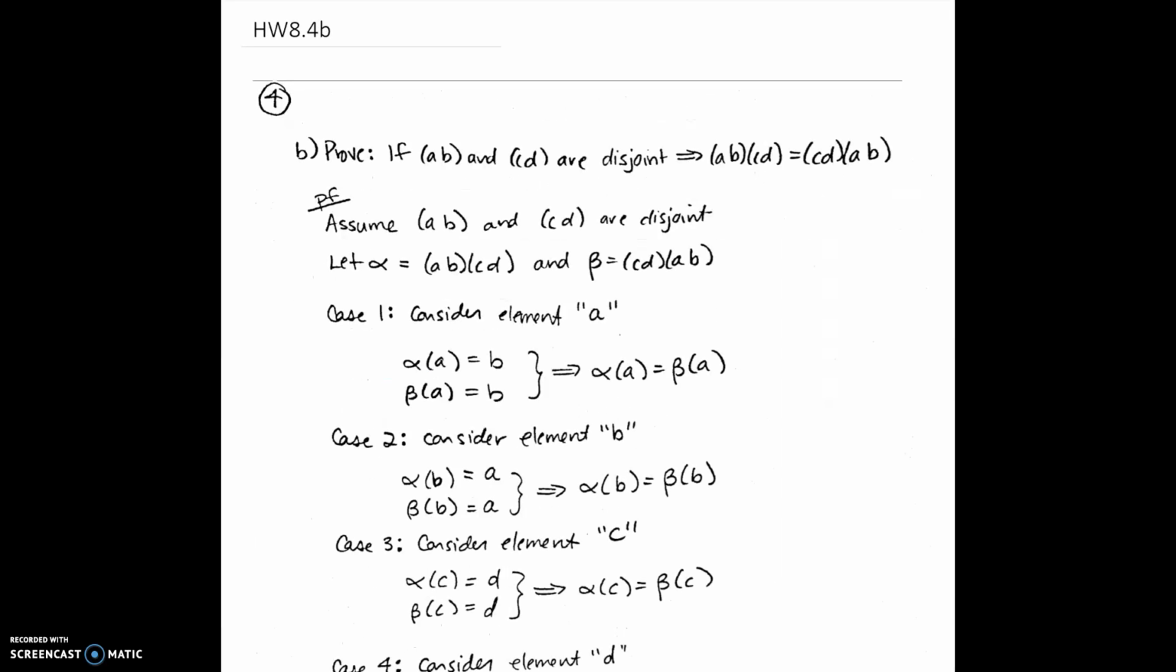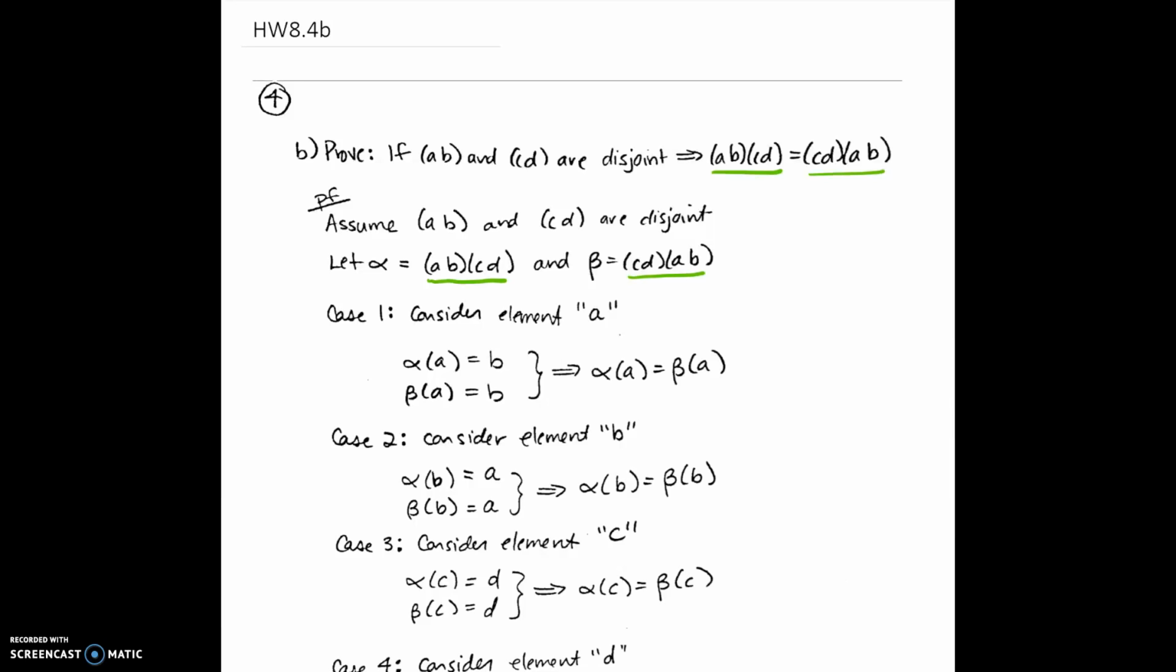So part B says, prove if AB and CD are disjoint, then ABCD equals CDAB. So we're going to do this using cases. So first thing we're going to do is assume AB and CD are disjoint. So we're going to say let alpha equal ABCD. So this is this. So that's alpha. And let beta equal CDAB, which is this side.